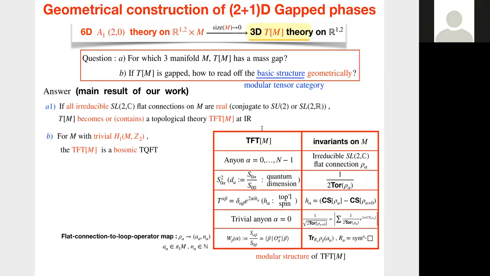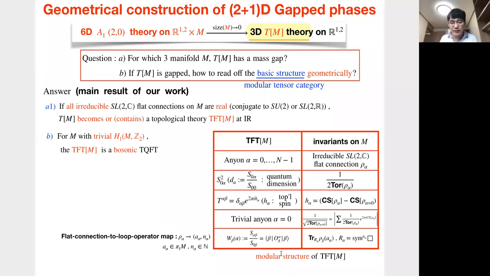Okay, thanks. Yeah, so these anyons form a finite set, and the irreducible flat connections on some manifolds are also finite, and then this dictionary only works when there is only a finite number of irreducible flat connections on the 3-manifold. For each flat connection, we can consider the torsion and the Chern-Simons invariant, and it will determine the quantum dimension of the anyon and the topological spin. And the full S matrix can be determined by the so-called flat connection to loop operator map, which I will present later. Thanks. Yeah.